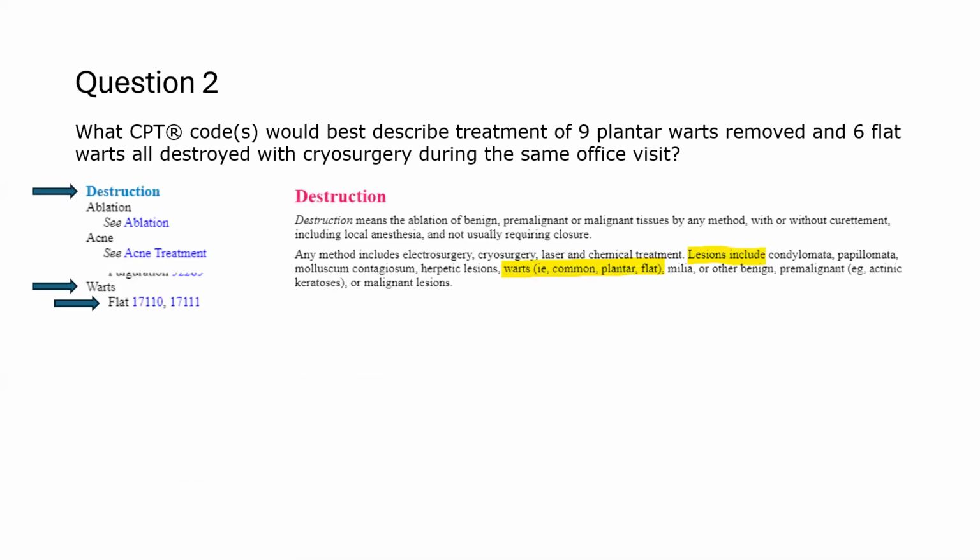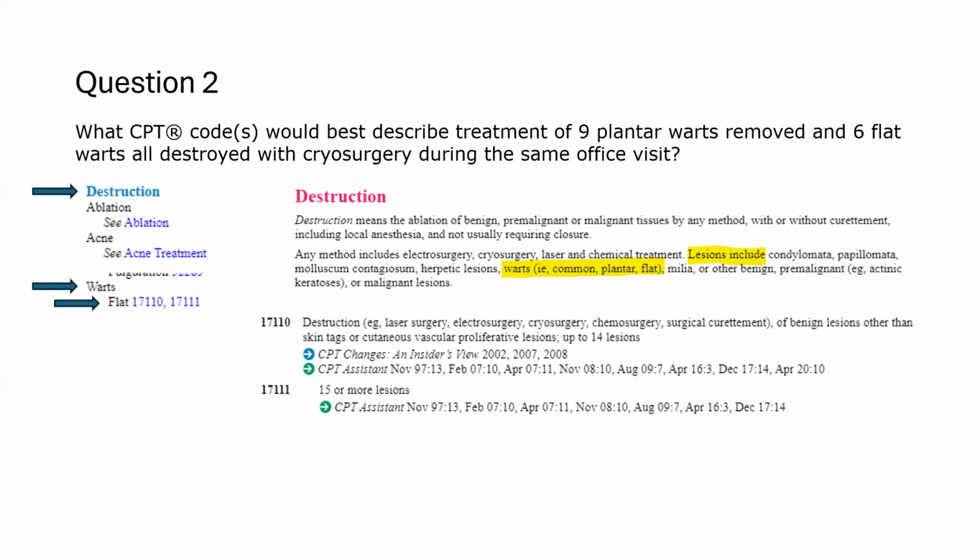In the numeric section guidelines under the integumentary section, subheading destruction, flat warts and plantar warts are both included in the definition of lesions. Warts are considered benign lesions. They are coded from code range 17110 through 17111. A total of 15 lesions were destroyed by cryosurgery. Code 17111 represents the destruction of 15 or more lesions. The answer is 17111.